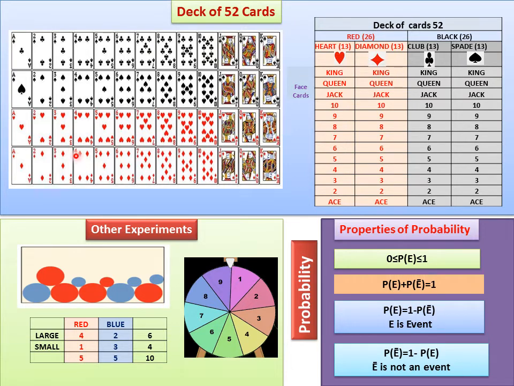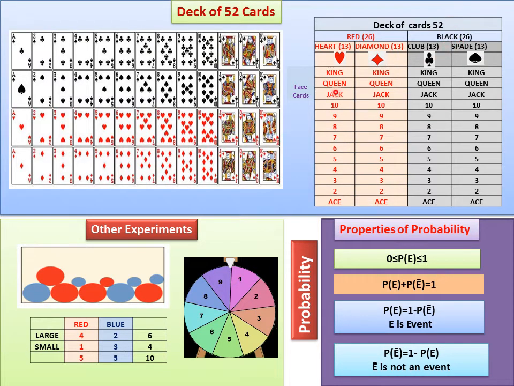The red heart cards are a total of 13, out of which king, queen, jack are called face cards, and the numbered cards are 10, 9, 8, 7, 6, 5, 4, 3, 2, and ace. Similarly for diamond, we again have the same face cards, king, queen, jack, and numbered cards 10 to 2 and ace. So diamond has 13 cards and heart has 13 cards, and 13 plus 13 gives the 26 red colored cards.